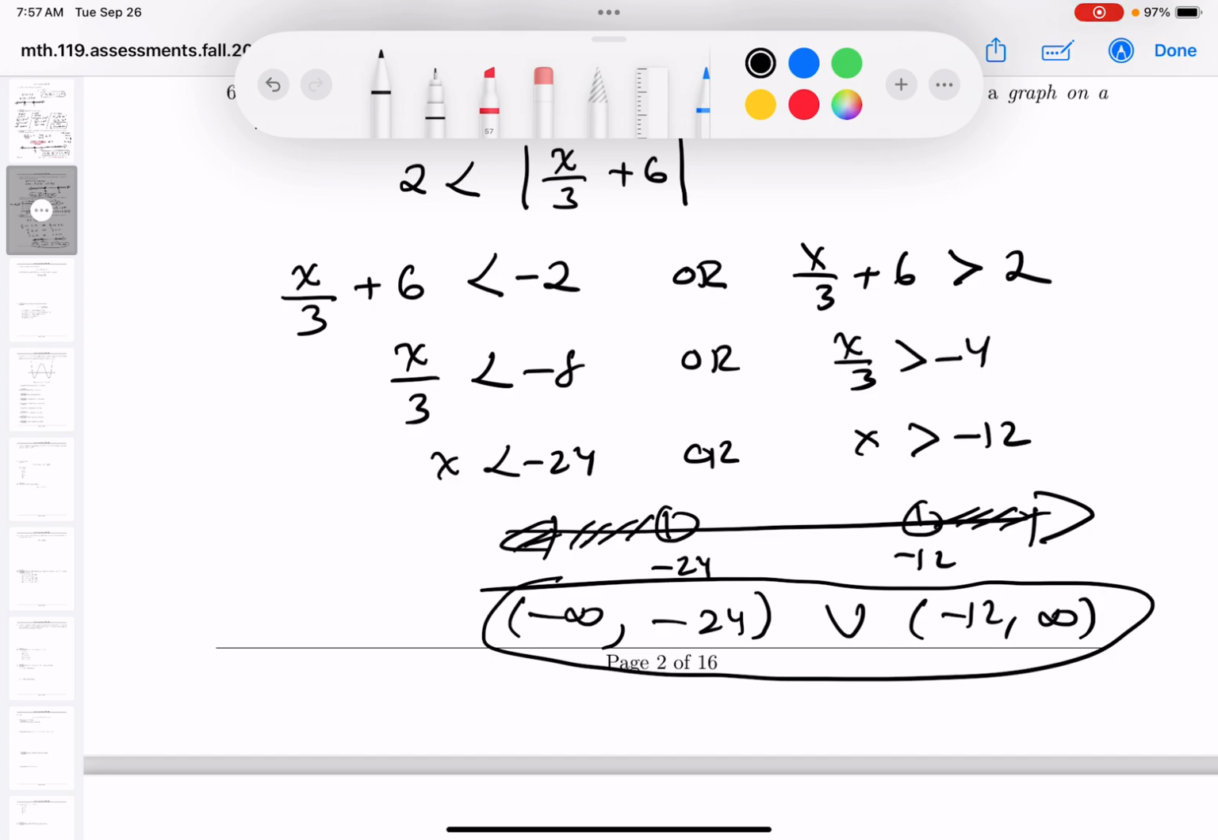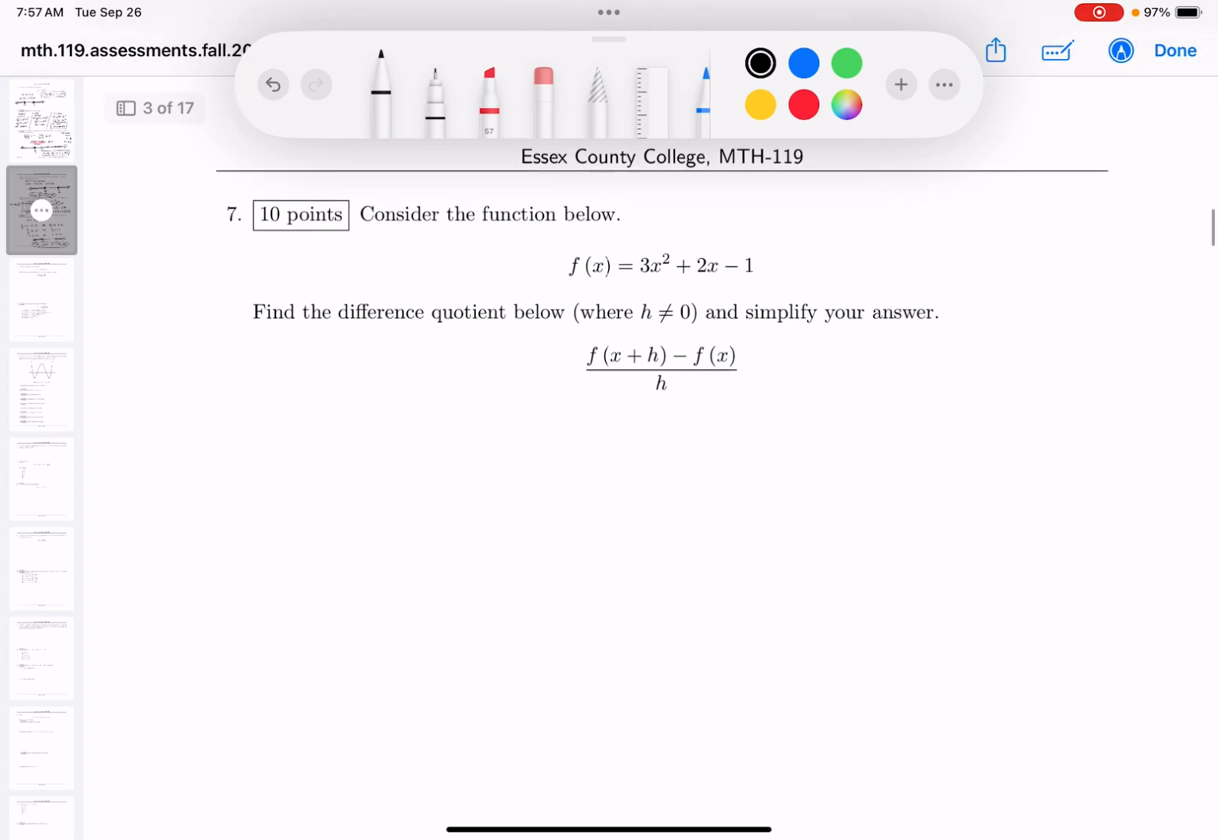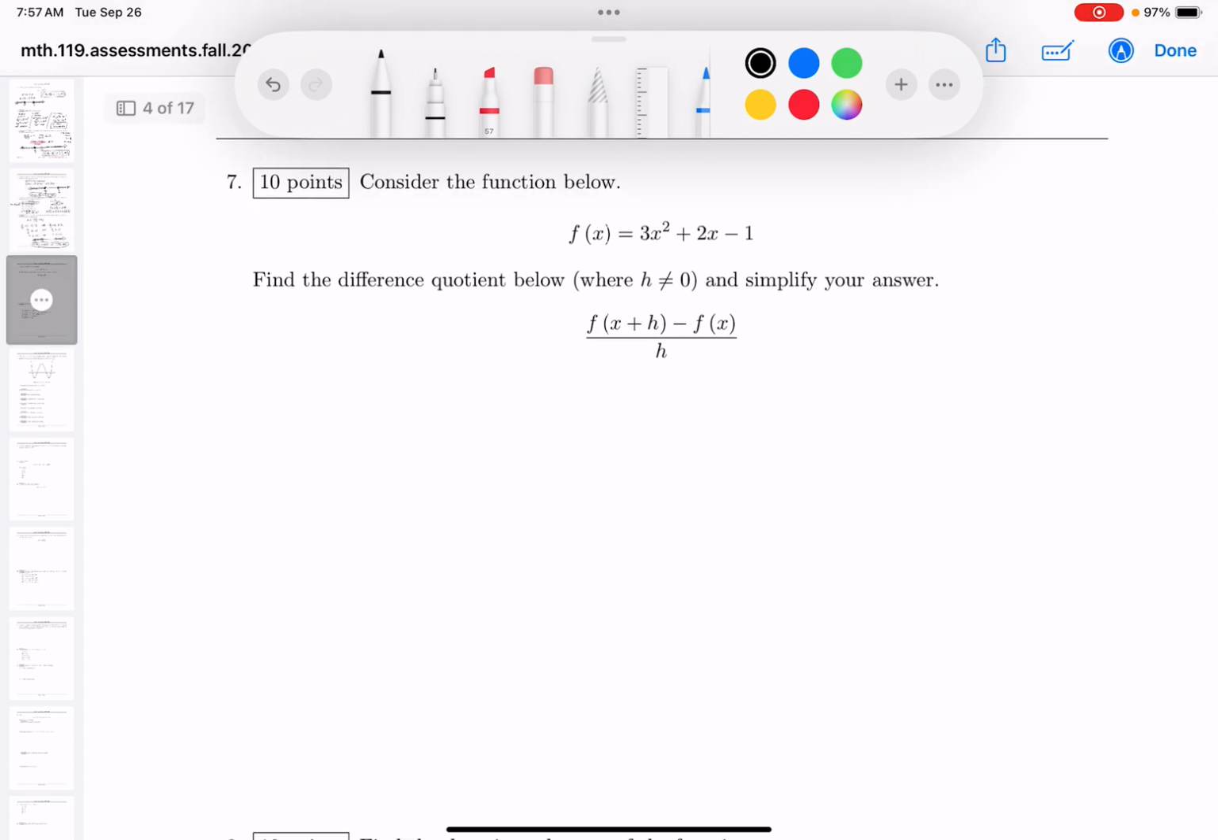Let's go to the next one, and let's take a look at that. This is number 7. Number 7 is a difference quotient. They tell me what the difference quotient they want. So let's write this over here. It's going to be f of x plus h, so it's 3 times (x plus h) squared plus 2 times (x plus h) minus 1.